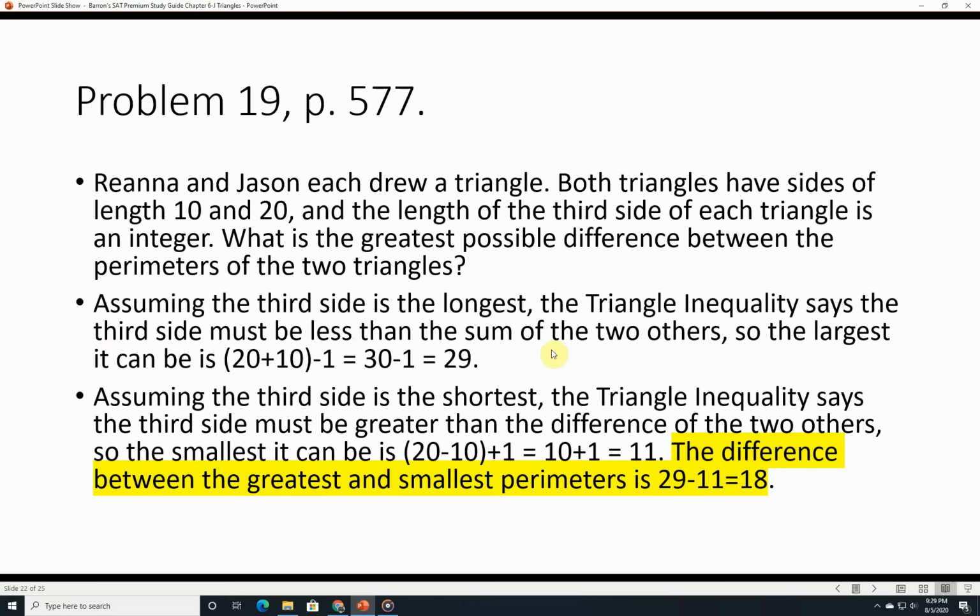So the third side must be less than the sum of the two others, so the largest it can be is 20 plus 10, minus 1, since they all have to be integers. So it's going to be 30 minus 1 equals 29.